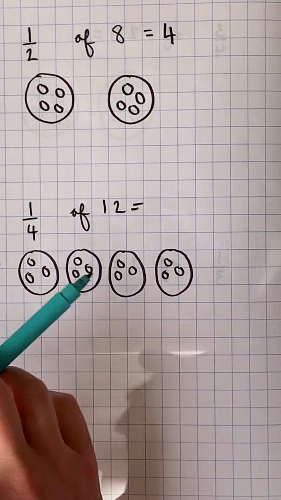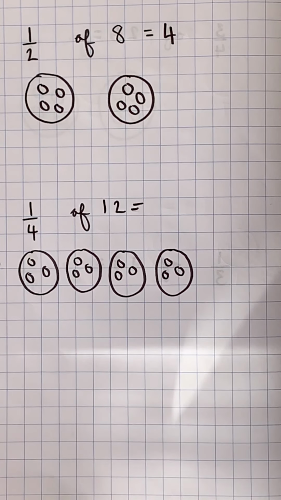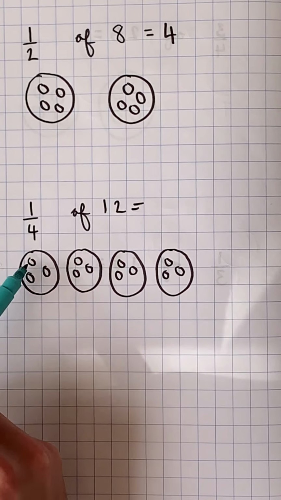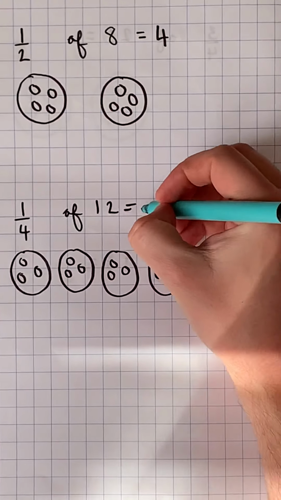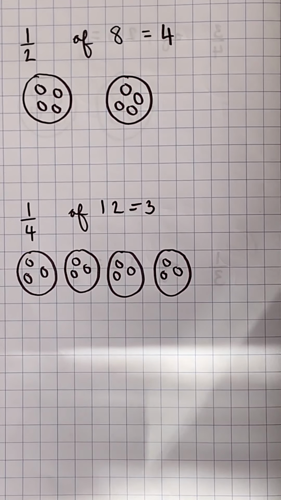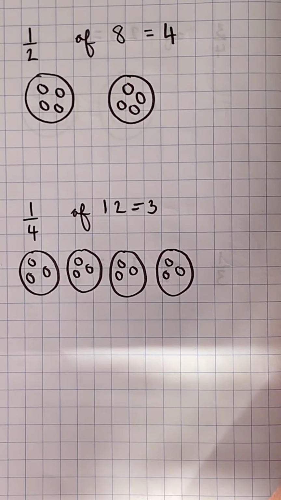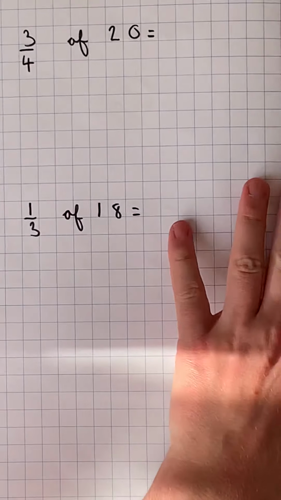Now, how many of these groups do I need to count to find my answer? I can look at my fraction again. Can you see here? It says I need to count one of these groups. So 1, 2, 3, which means 1/4 of 12 is 3. Okay, let's have a look at these ones over here. See if we can use the same method on these problems.